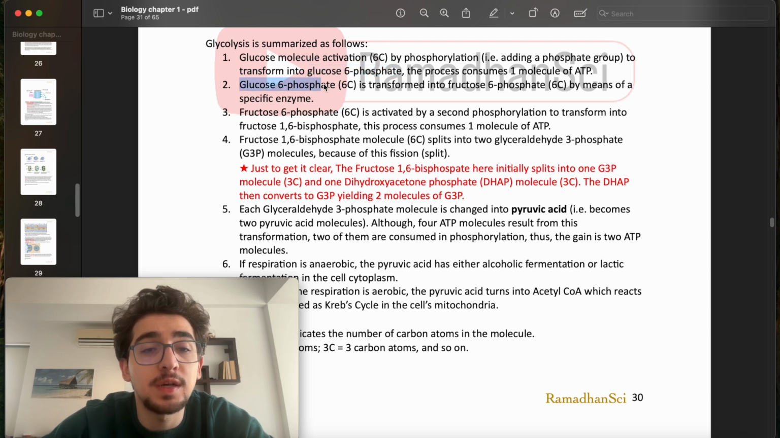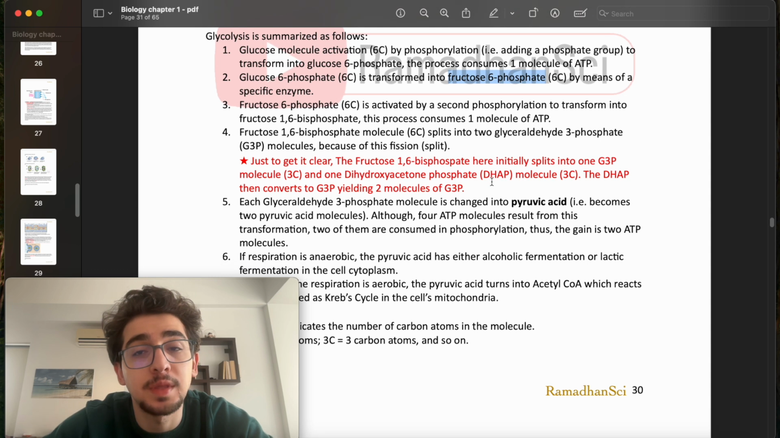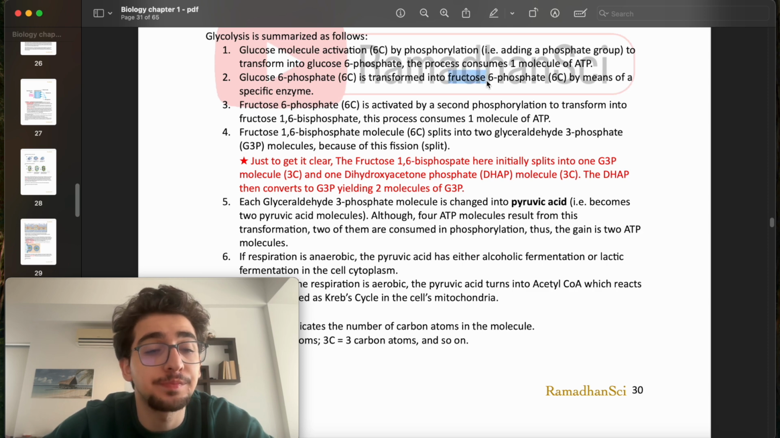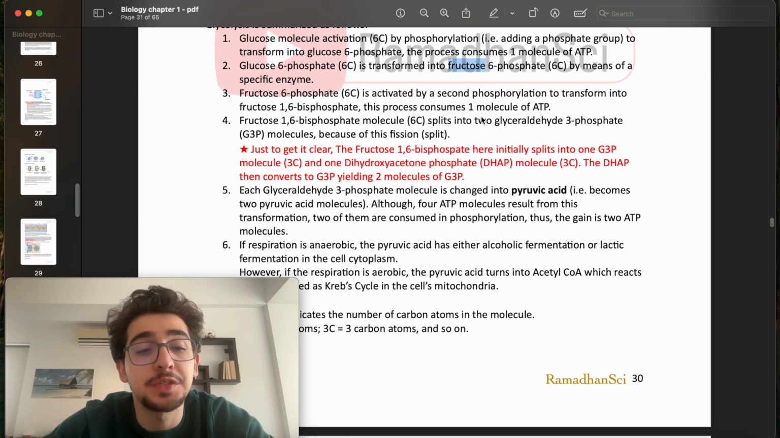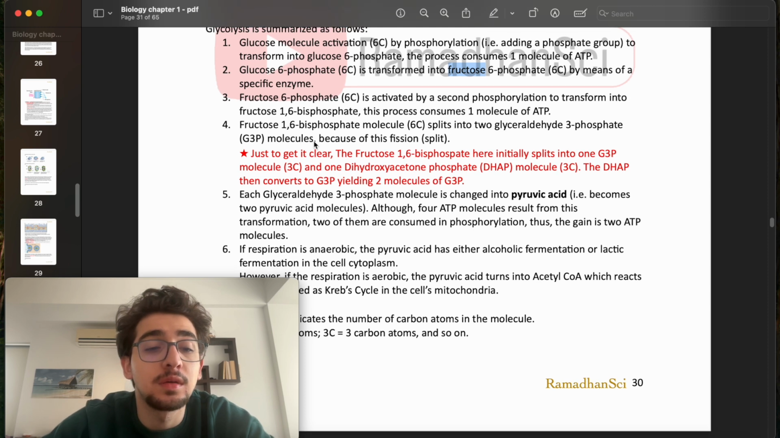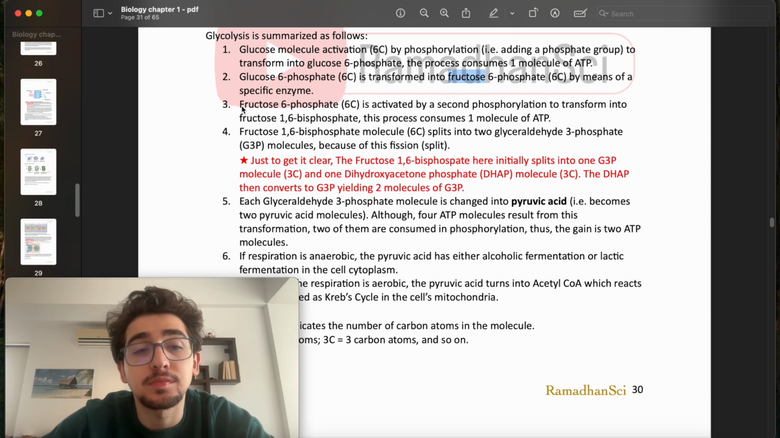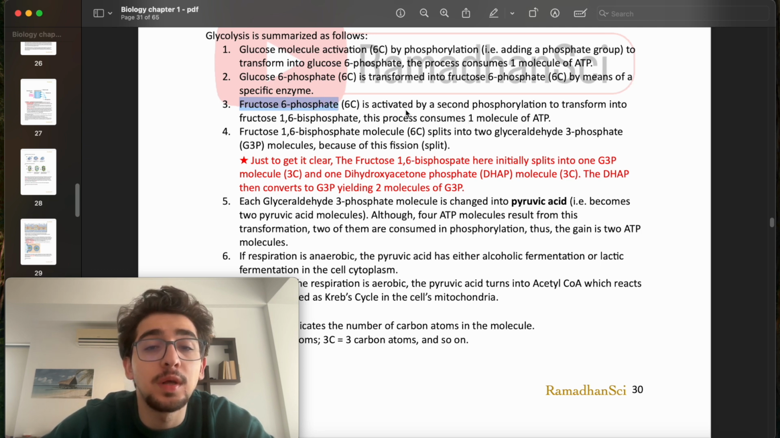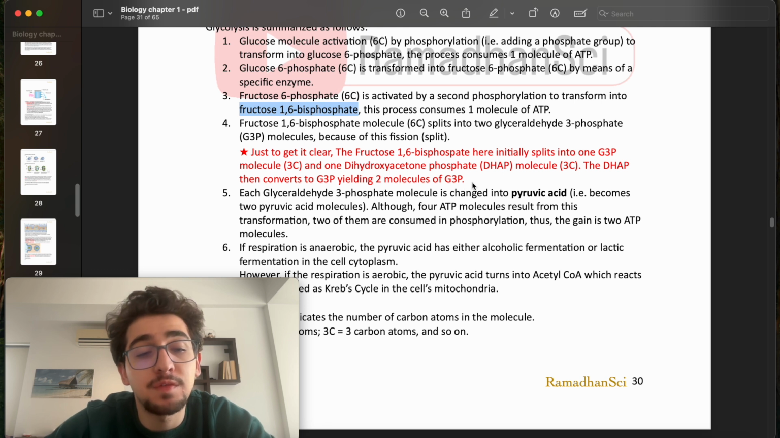Now, the glucose 6-phosphate will transform into fructose 6-phosphate by means of specific enzyme. Now, fructose is also a sugar, but it's a different type of sugar. Fructose 6-phosphate will also get phosphorylated into fructose 1,6-bisphosphate. And remember, any phosphorylation we have will consume energy. So here we will consume another ATP.